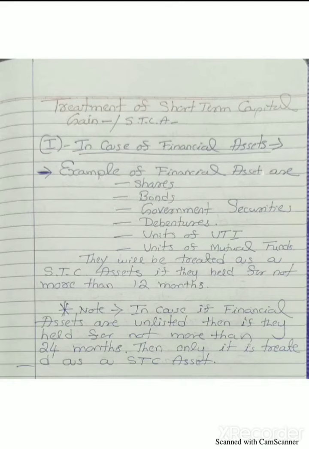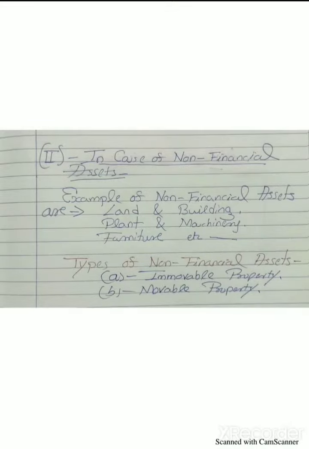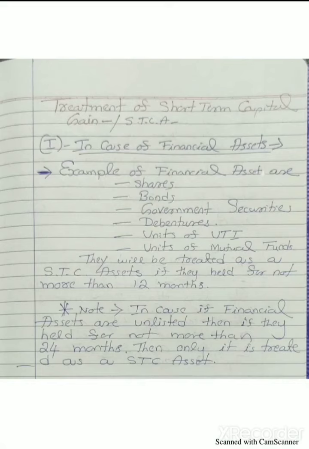In case of financial assets, how to determine the short-term capital asset? Under this concept, asset identification is very important, whether that asset is a short-term capital asset or long-term capital asset. In case of financial assets, if the assessee held the asset for 12 months or more, it is a long-term capital asset. Otherwise, it is a short-term capital asset.